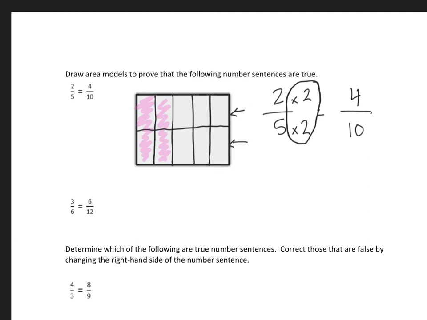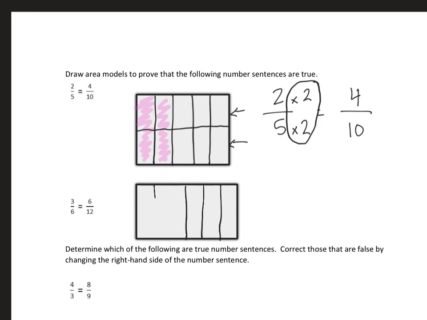All right, on the bottom, we have 3/6 equals 6/12. So first I'm going to start with 6. Okay, so I'm going to have 6 total pieces, and I'm going to shade in 3. Now again, I need to make this have 12 pieces, so I have 3/6, and the equivalent fraction is 6/12.